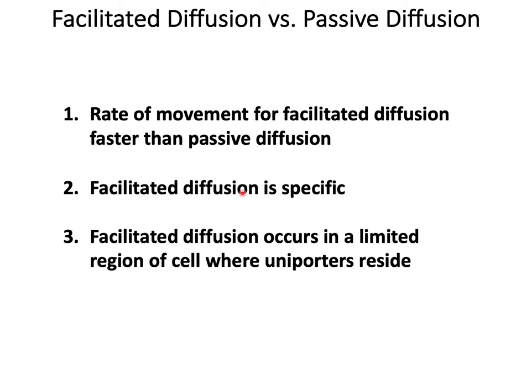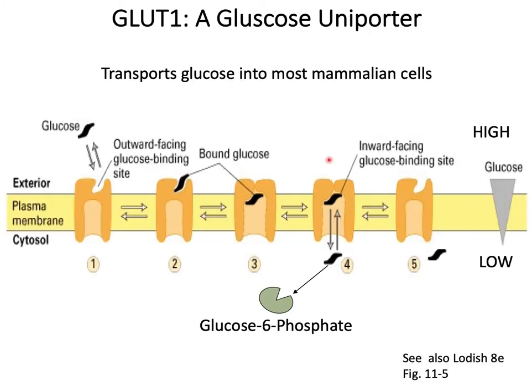So facilitated diffusion is also specific, which means that these uniporters only move one substance or one class of substance. And facilitated diffusion occurs in a limited region of the cell where the uniporters, or these proteins, actually reside. So here is an example of a uniporter called GLUT1. We already talked about that in many different places.